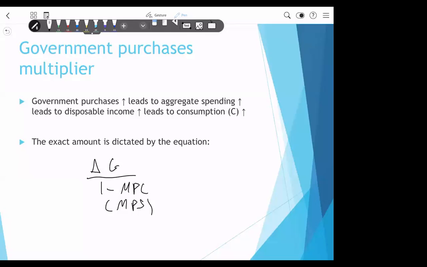The idea here is that more than just the change in government spending is happening. There's this ripple effect that boosts the economy even more. Can you specifically go over the ripple effect in a little bit more detail?